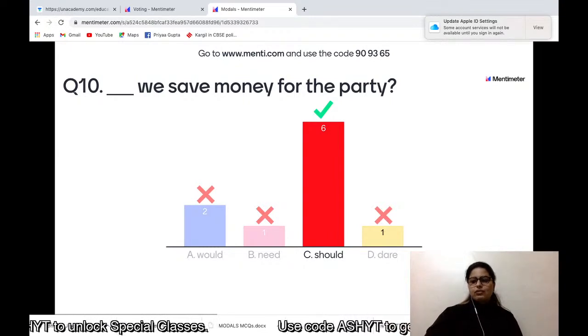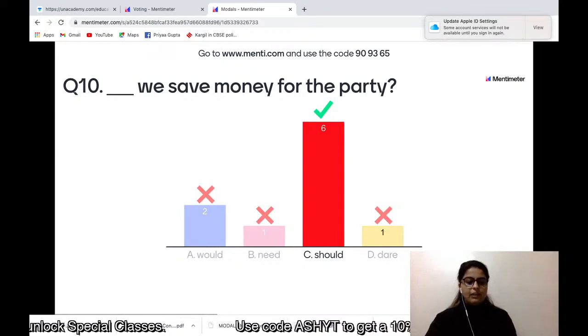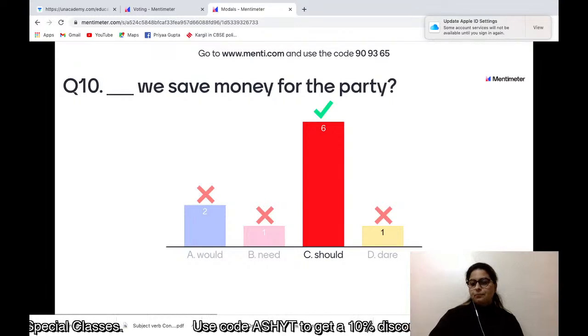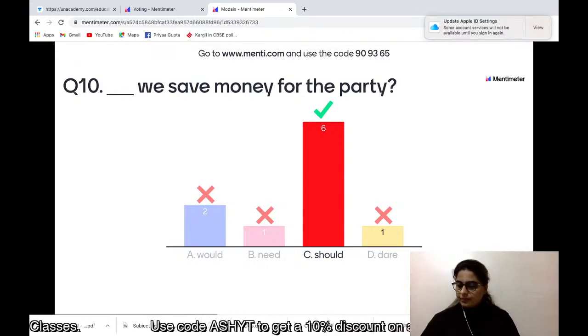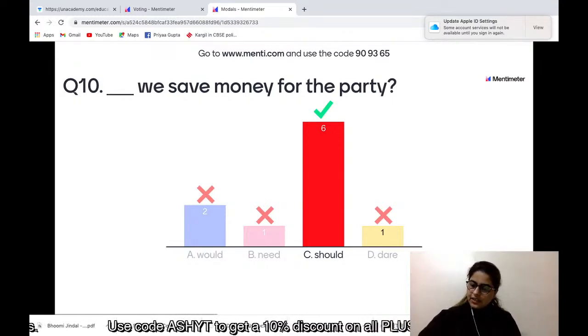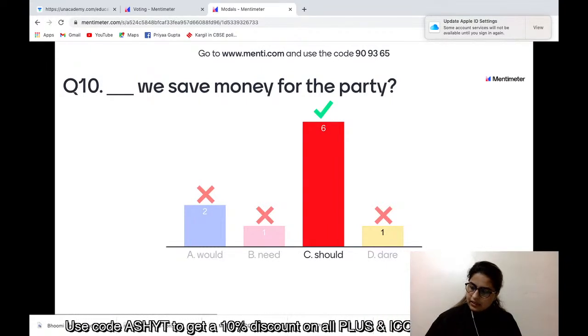Let's go back to revision of modal verbs and then we'll be back to the quiz. All right, we'll just have revision. Laka, you're sending incomplete sentences.